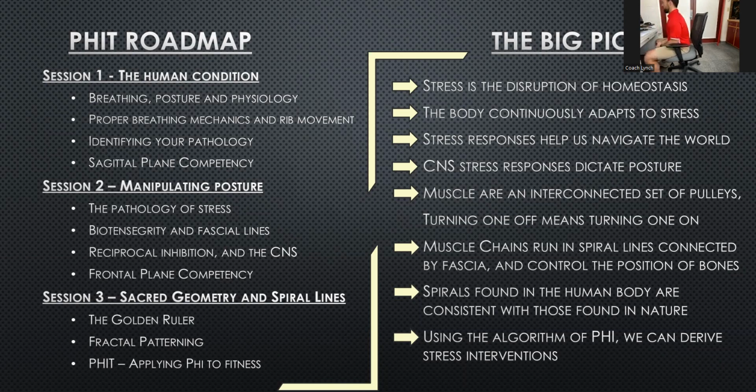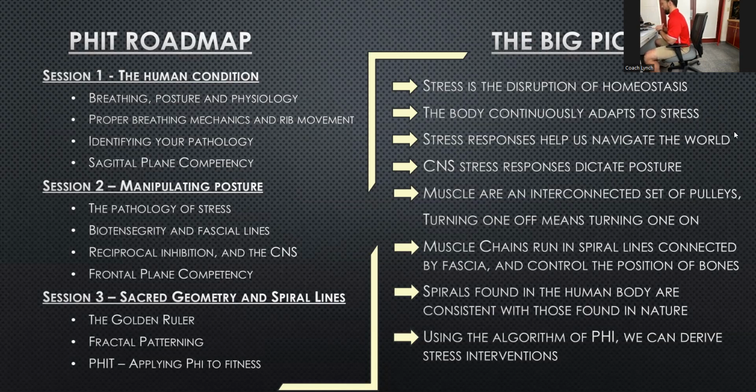Just to review one more time, because this really does tie it all together: stress is the disruption of homeostasis. Any and all stress that you perceive in your life is affecting your body, and that causes adaptation on a continuous basis. The stress responses help us navigate the world. They used to keep us alive, and now they hold us accountable, but they're a little different than they used to be. At this point, it's posture that affects us, and it causes a lot of suboptimal situations in our body because of the way muscles are organized, which are an interconnected set of pulleys. When one turns off, another one turns on, and vice versa.